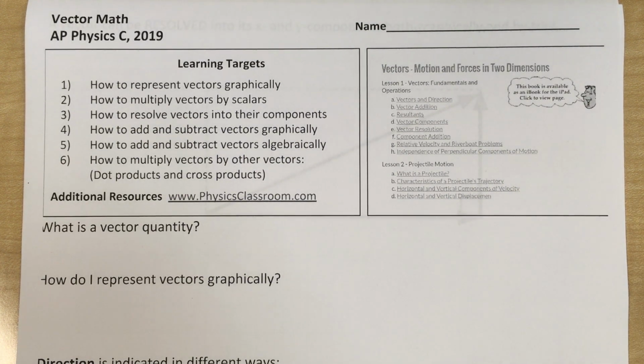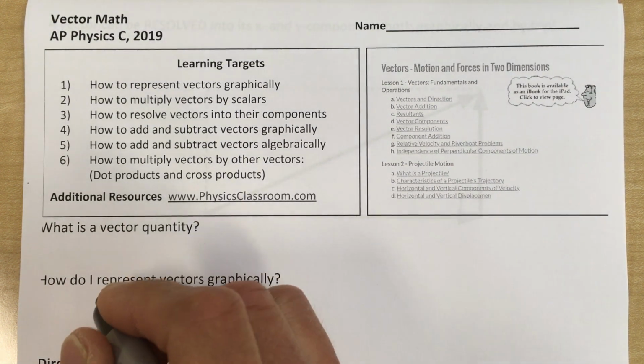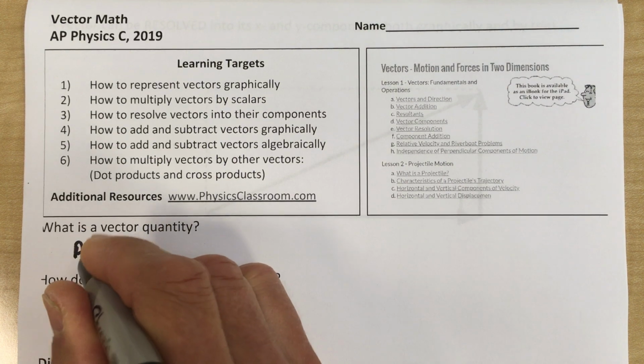So let's start off with the definition of a vector quantity. What is a vector quantity? We would say that a vector quantity is any quantity with both size and direction.